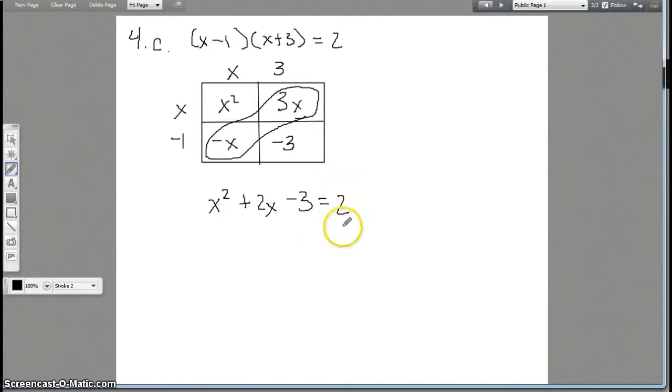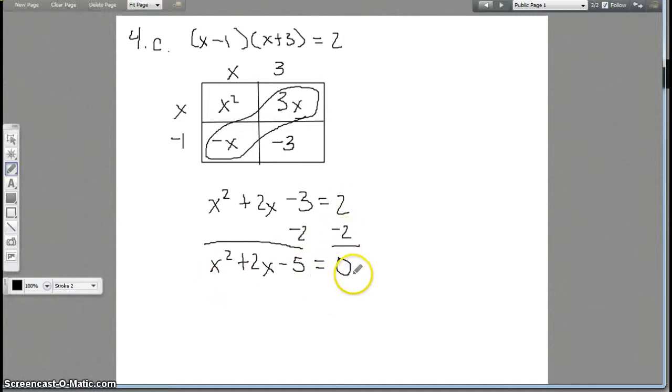We need to make the right side 0. How would we do that? By subtracting 2. But whatever we do to the right side of the equation, we have to do to the left side. So I'm going to subtract 2 on the left side as well. So on the left side of the equation, I have x squared plus 2x. And then negative 3 minus 2 is going to be negative 5. And that's going to equal 2 minus 2, which is 0.